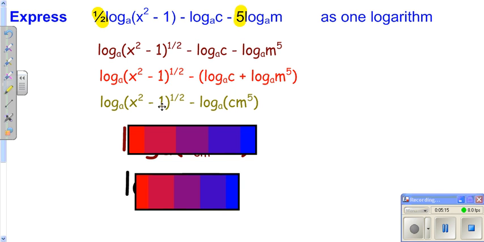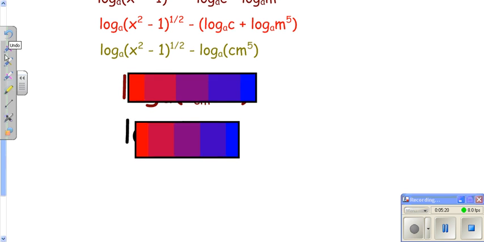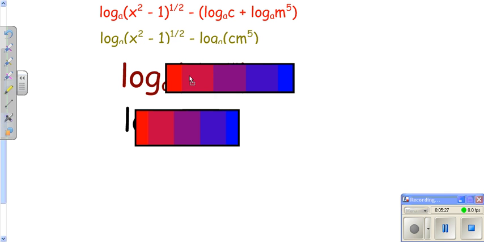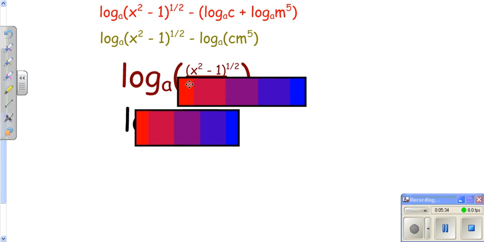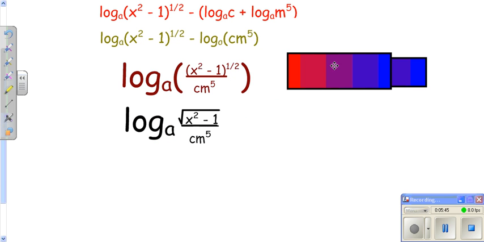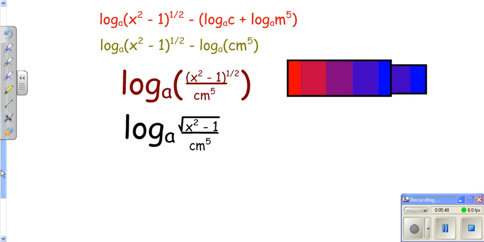We now have a log minus a log. According to our properties of logarithms, a log minus a log, all we have to do is go ahead and divide what's after the log. So you write one log of base a, and you take what you had to begin with, and then what was after the second log you put in the denominator. Well, your 1/2 power is really just a square root, so you could write it like this.